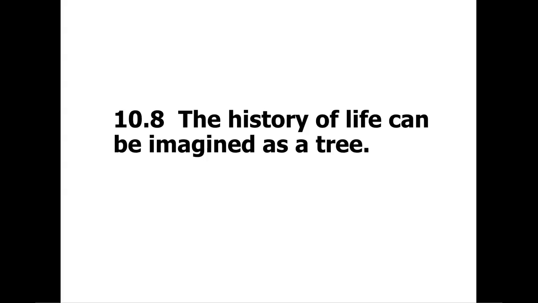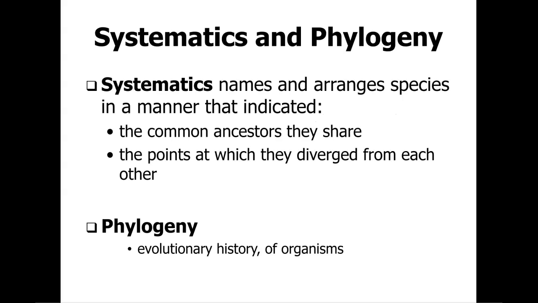So with this, we're going to talk about systematics and phylogeny. Systematics names and arranges species in a manner that indicates a common ancestor that they may share, or the points at which they diverged from each other. And when we talk about phylogeny, we're going to talk about the evolutionary history of organisms.